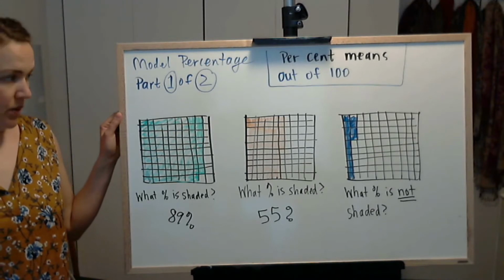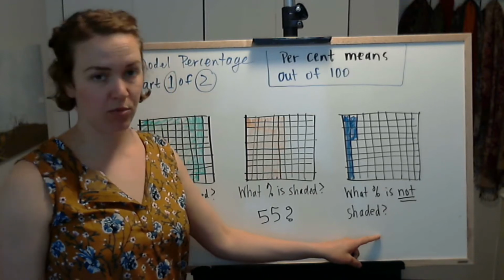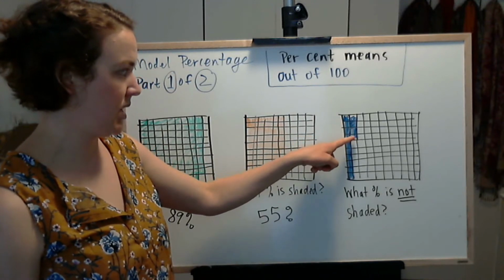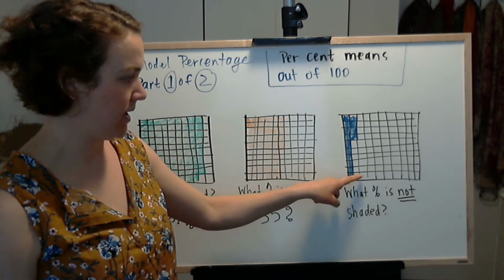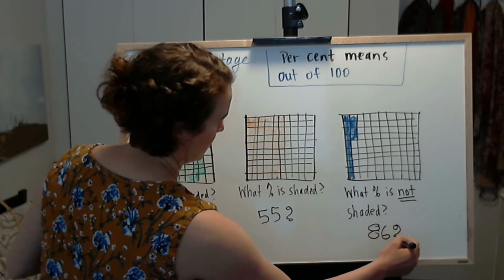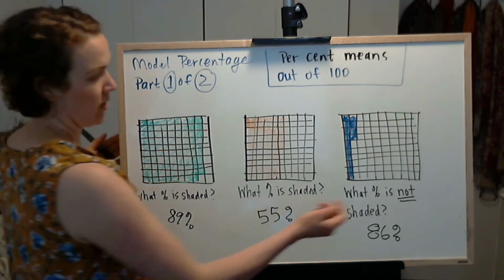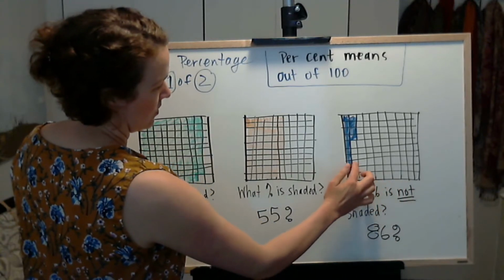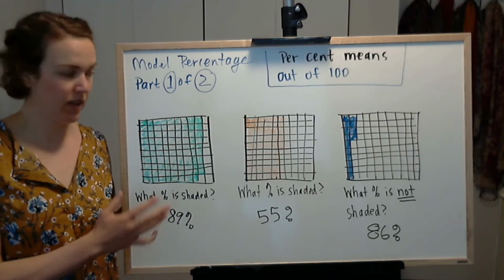And then in the blue, it's asking what is not shaded. So I'm going to count the blue and then subtract it from 100. Got 10, 12, 13, 14. So that means I've got 6 here and then 80. So 86% is not shaded. You could also count the blank parts if you want. 10, 20, 30, 40, 50, 60, 70, 80. 1, 2, 3, 4, 5, 6. So that's a visual of what percentages could look like in a hundreds grid.